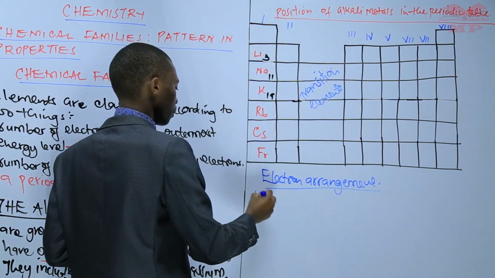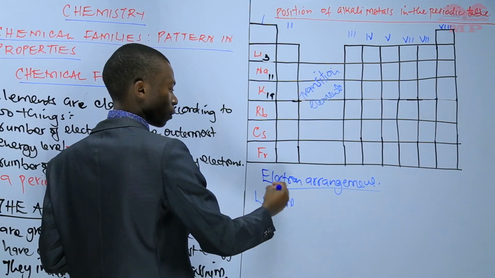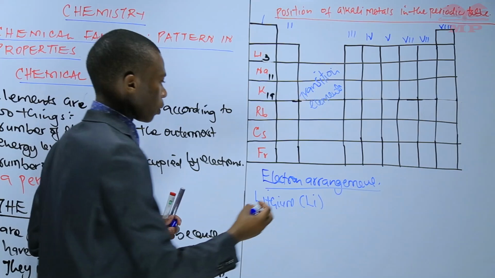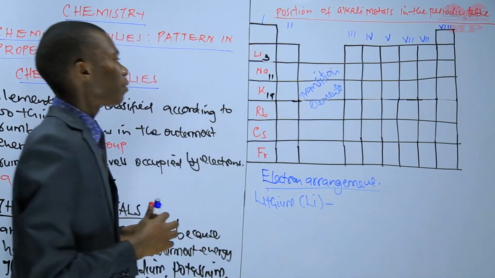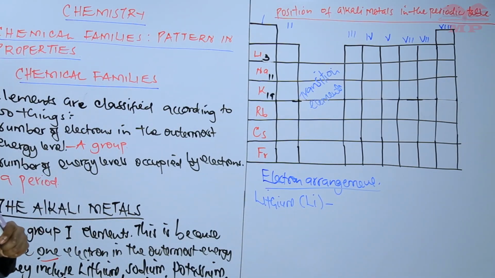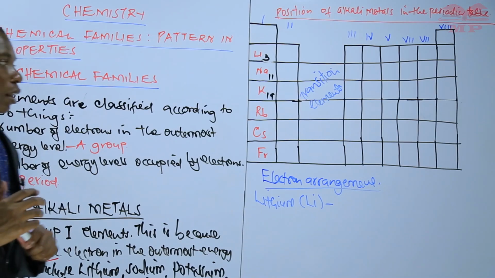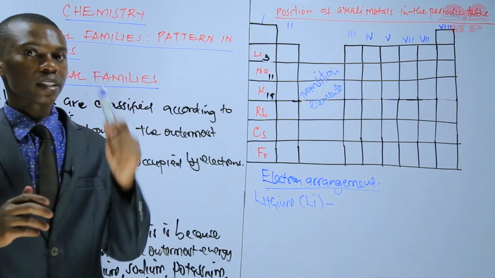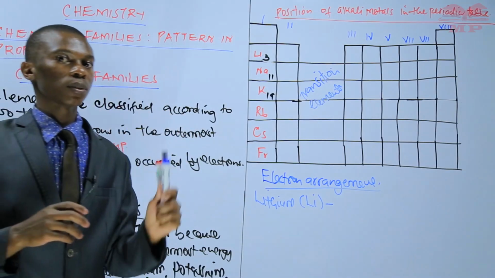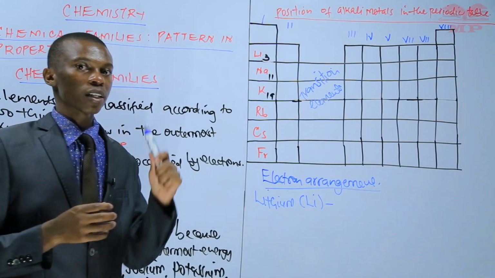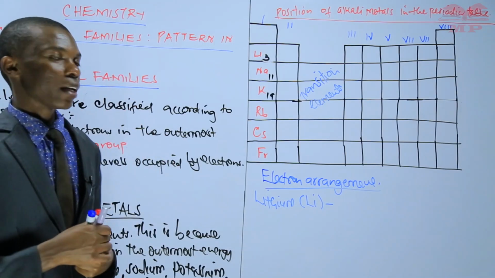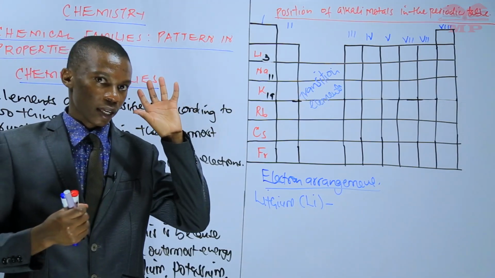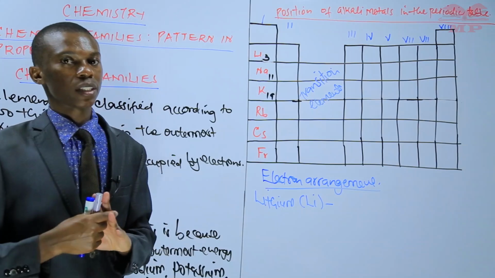So the first is lithium, the chemical symbol is Li. For the electron arrangement, you've seen in the previous topic that there are various rules which you follow. The first energy level should have a maximum of 2 electrons. The second energy level should have a maximum of 8 electrons. The third energy level, for the first 20 elements, should again have a maximum of 8 electrons.